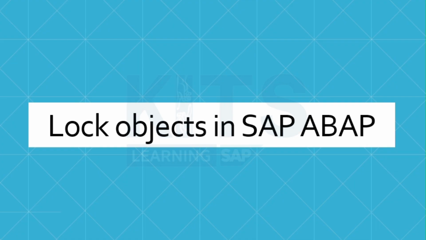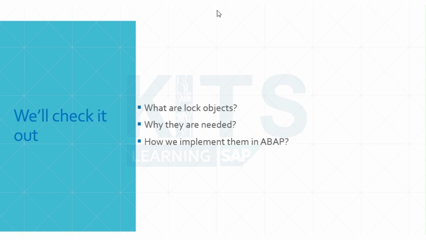Everyone, today I will be talking about lock objects in SAP ABAP, an important concept used to maintain data consistency in multi-user environments. In SAP, many users may try to access or update the same data at the same time, which can lead to conflicts or overwritten values. Lock objects help prevent this by allowing only one user or program to change specific data at a time through the SAP enqueue and dequeue mechanism. In this session, I explain what lock objects are, why they are needed, and how we implement them in ABAP.